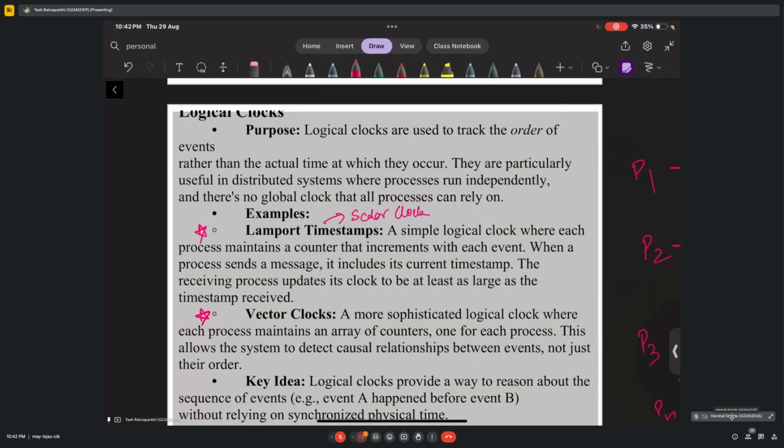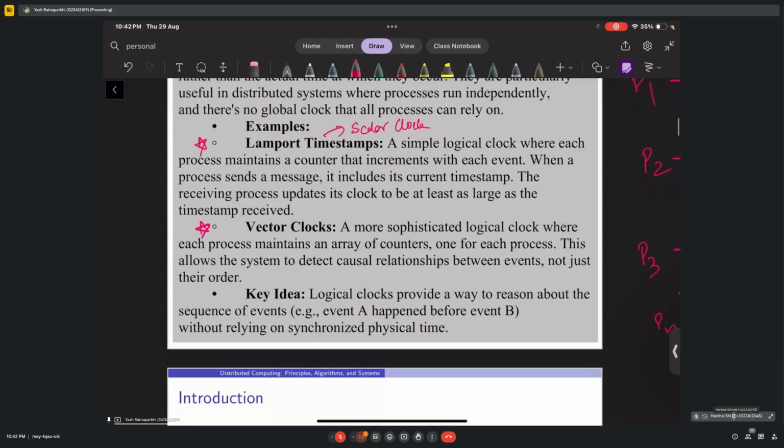When a process sends a message, it includes its current timestamp, and the receiving process updates its clock, and so on. Whenever we come to the scalar timestamp and scalar clock, I will explain it in a detailed way.